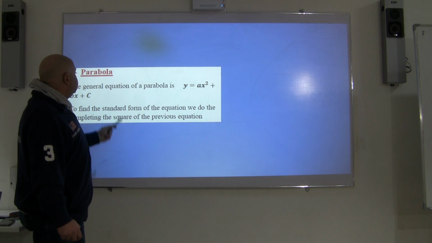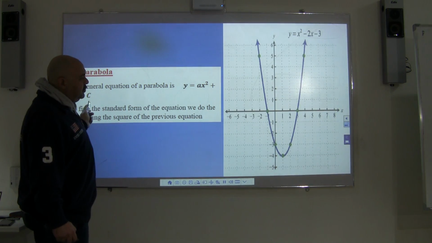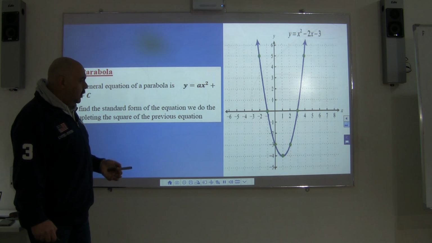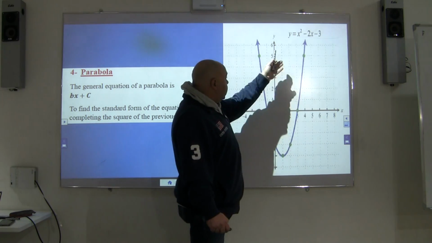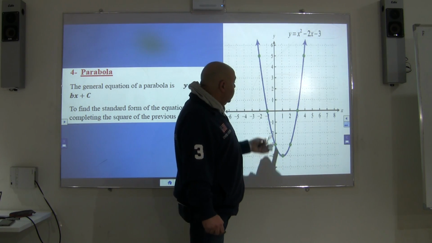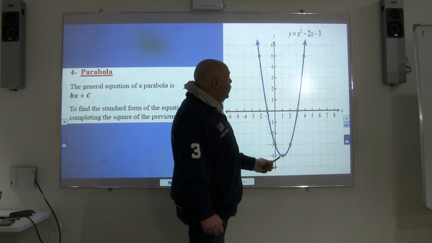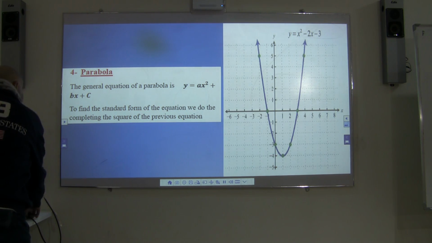Okay, here's the parabola, which is y equals ax squared plus bx plus c, which is the general case of a second degree equation. If you put it in the normal form, you simply make a complete square. You will get the vertex of this parabola. Really very simple. If you want to see these steps, it's very simple.